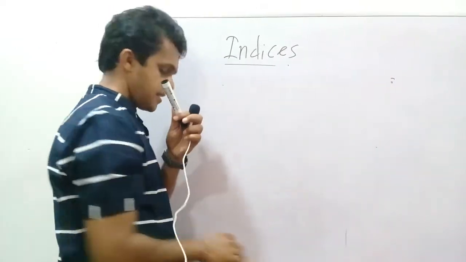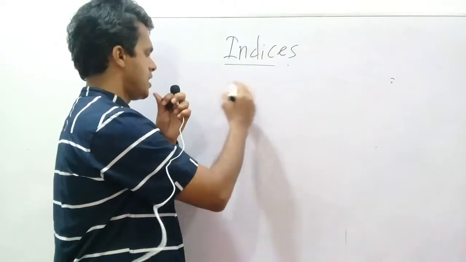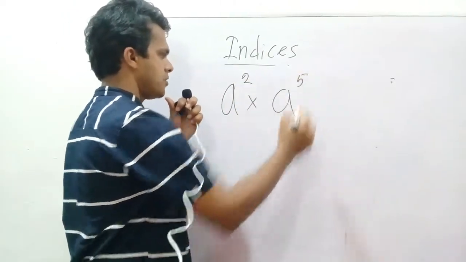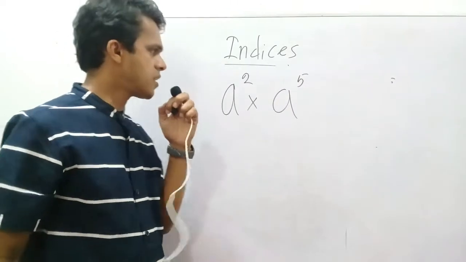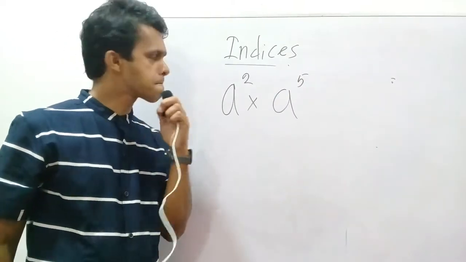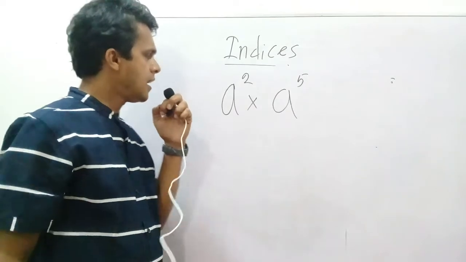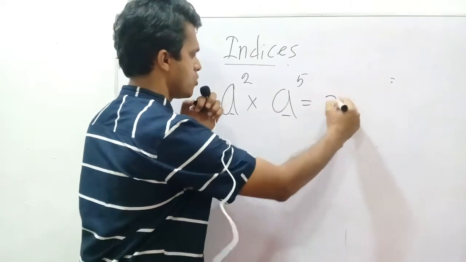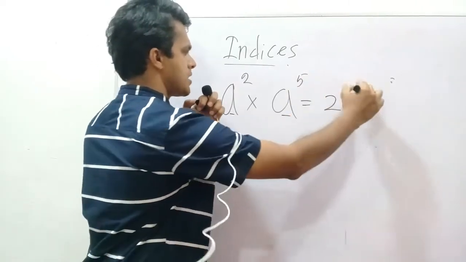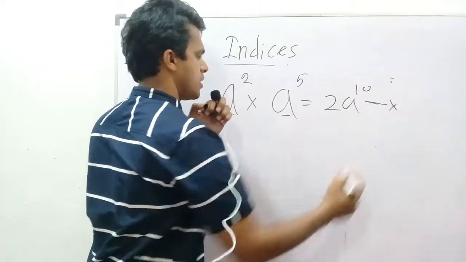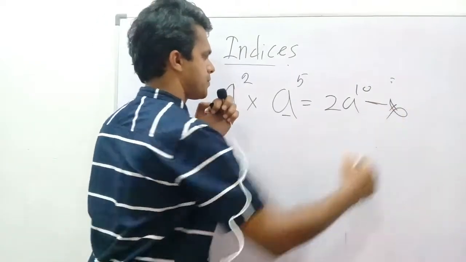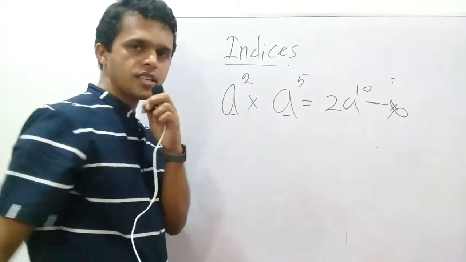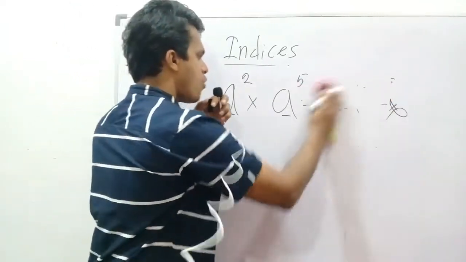you can multiply the indices. This one, a to the power 2 into a to the power 5. How do you simplify this one? Can you write these indices as a to the power 2 times 5, 10? No, this is wrong. You cannot write that. Then how can you write it?